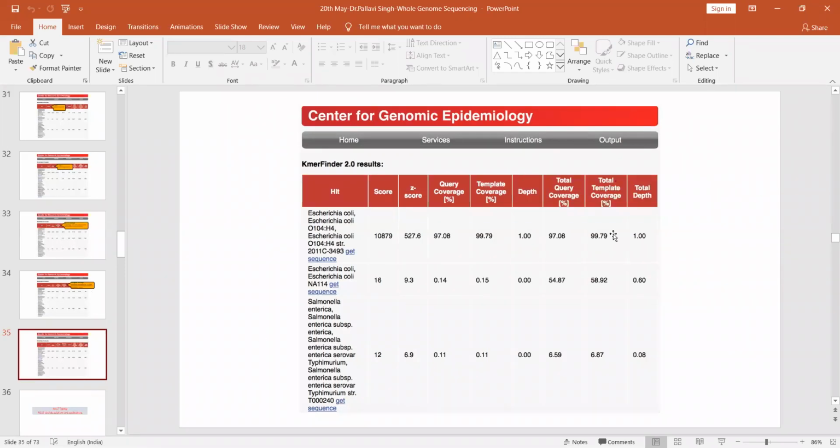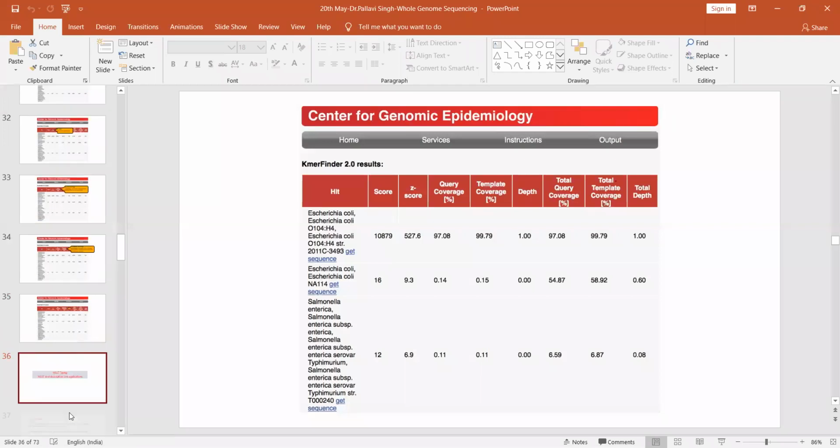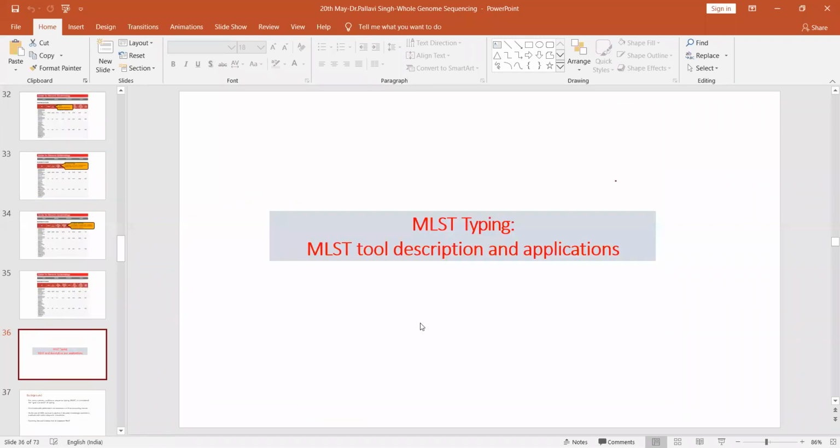So based on these results, score, Z score, query coverage, and template coverage, we decide which is the strain of our unknown sample. Like I had put a sample, now my result is that it is an E. coli strain O104:H4. Now once I have known the strain, the next question that comes to my mind is, what is the type?